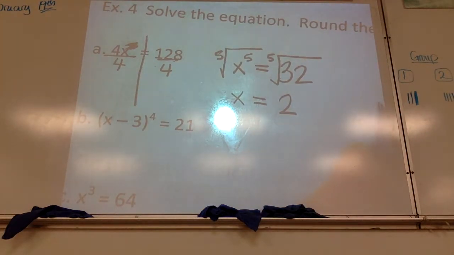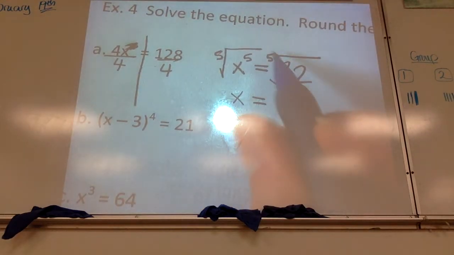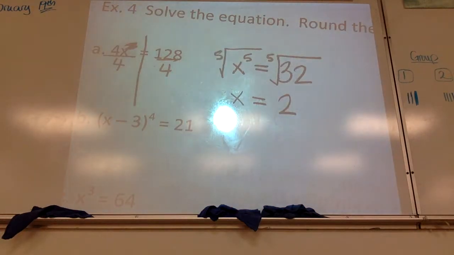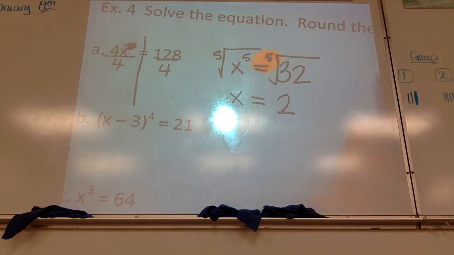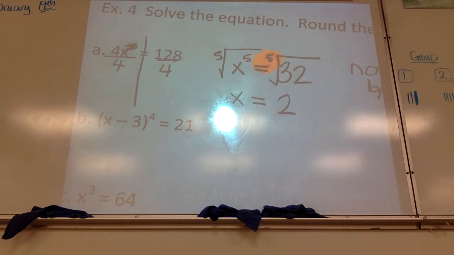And then pause for just a second and identify, is it possible to have 2 solutions or not on this one? And again, why not? Good. Not 2 solutions because odd exponent, odd root.